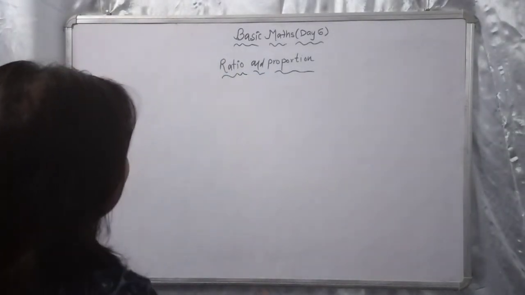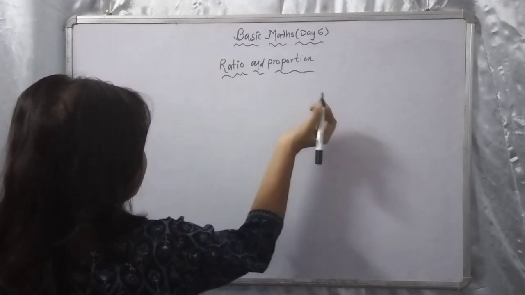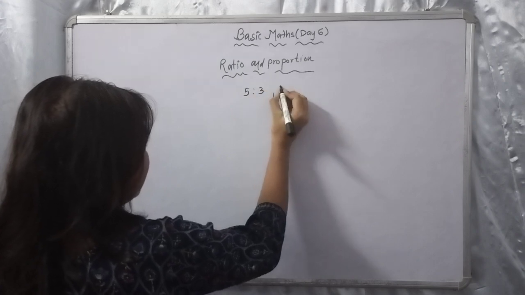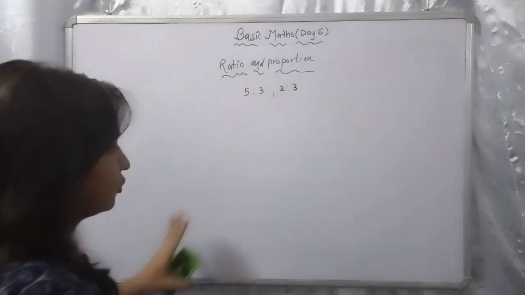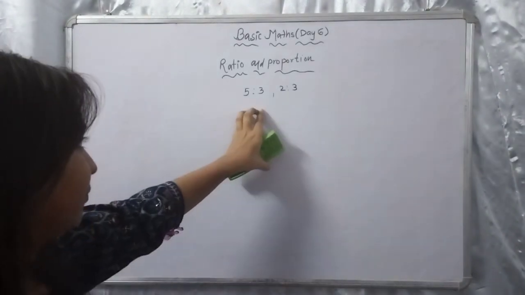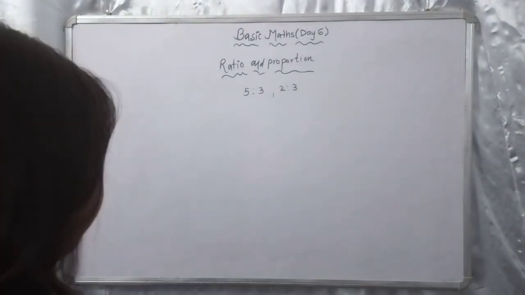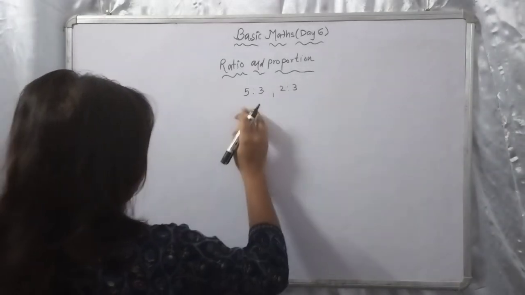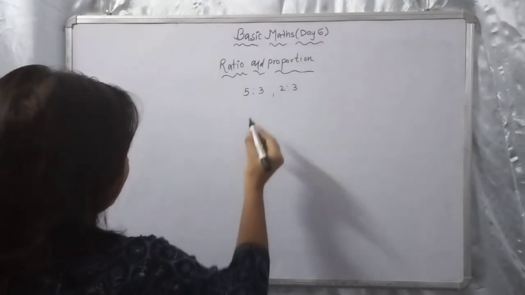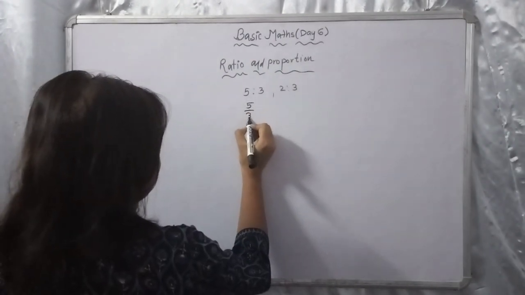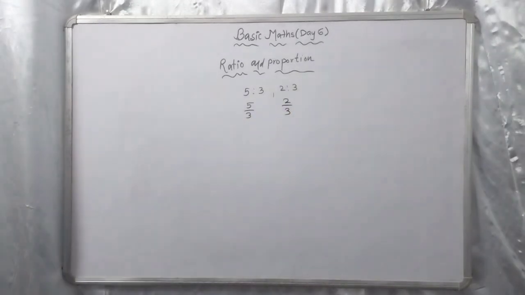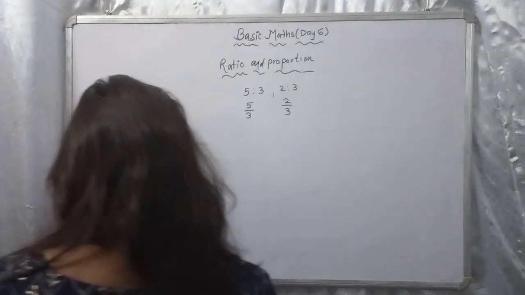So let's start ratio and proportion. You might have seen in various places 5:3, 2:3. These are all the terms expressed in ratio. It can be written in fraction, that is 5/3. This can be written as 2/3. So this is how we write a ratio, and that can be expressed in fraction in this form.